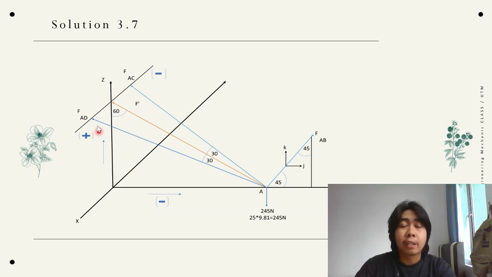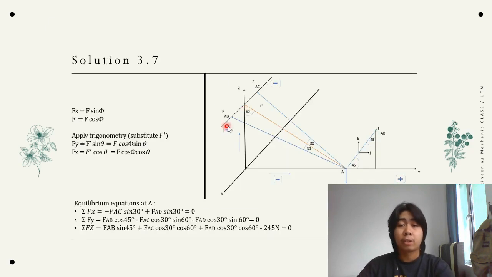Since we understand the idea, we can now derive the equations at equilibrium. As I said earlier, there's a relationship between this angle and this angle. As shown in our previous lesson, there will be phi and theta. For this diagram, 30 degrees is the phi and 60 degrees is the theta. Since the x-axis is the first axis that they are connected to, we will derive Fx first. So Fx is F sine phi.